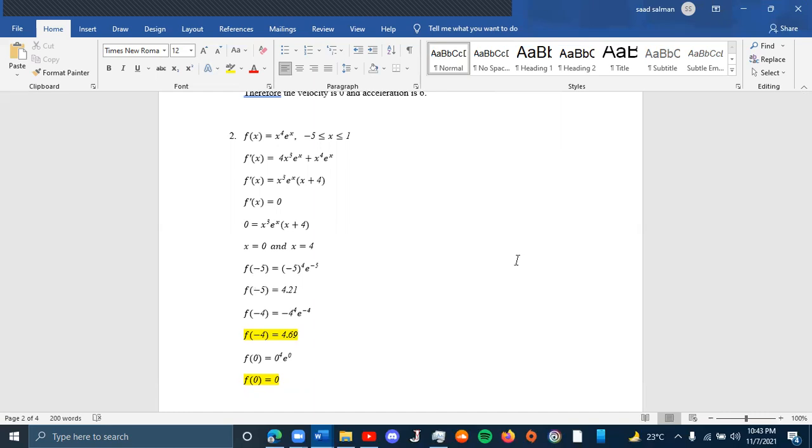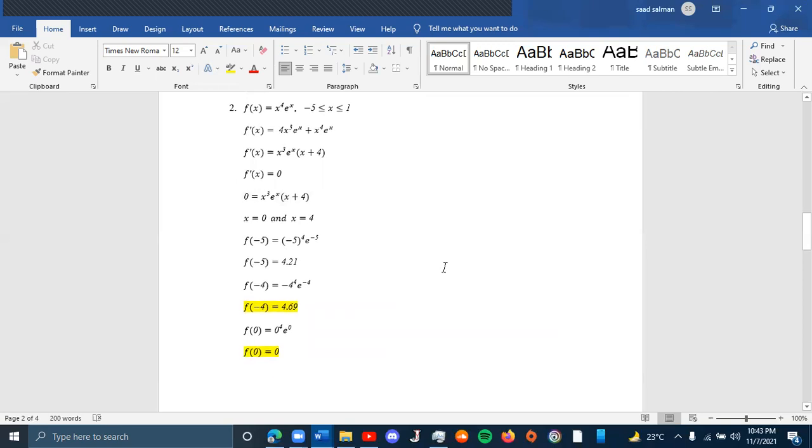So f'(x) = 0. So we'll put 0 on the left side of the equation. 0 = x³e^x(x + 4). So x = 0 and x = −4. So we'll substitute f(−5) = (−5)⁴e^(−5). So f(−5) would get us 4.21.